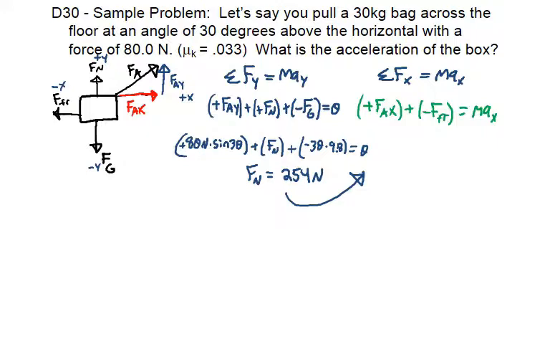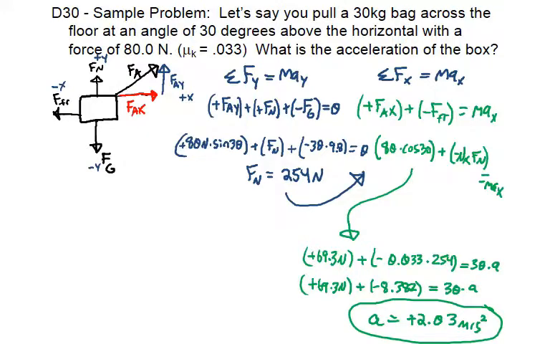So we should get 254 newtons as the normal force, and the force applied in the x is the hypotenuse times cosine of 30 to get the adjacent side, force applied in the x. Force of friction is the coefficient times the normal force, which you have here. So we've got the mass, 30 kilograms, and when we add those up, we'll get a net force here. And we divide by 30, and we get the acceleration. So this bag is going to accelerate pretty rapidly, 2.03 meters per second squared at that force.